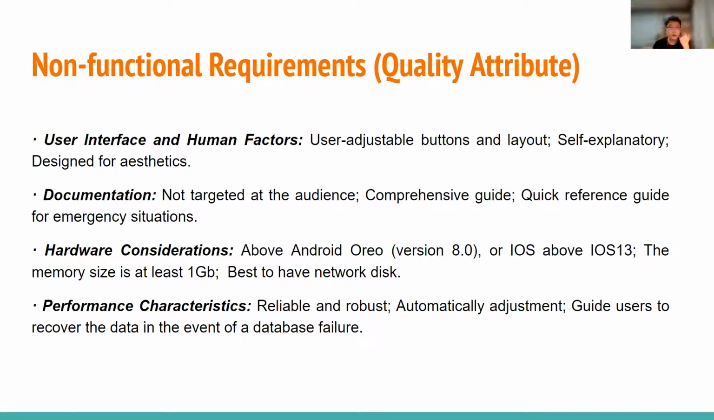Okay, we focused on 11 non-functional modules. It should have user-adjustable buttons and layout. In addition, the wording of each definition in the application should be self-explanatory. All users will receive a comprehensive guide and a quick reference guide. The system should be reliable and robust, allowing users to feel that it's reliable when they want to use our application. Next, please.